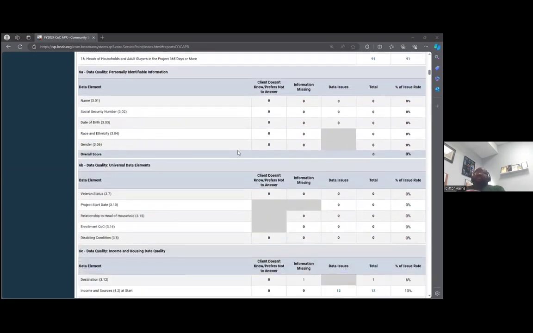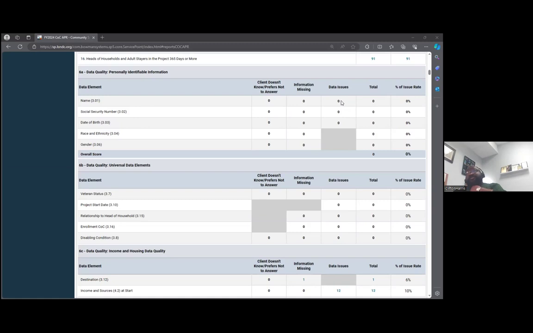Question 6 is the data quality section of the performance report. So 6A is the personally identifiable information, which is name, social, date of birth, race, ethnicity, and gender. If there's any information here the client doesn't know, not answered, or what have you, information missing, there'll be numbers here. If you click on a number, it would bring up the name of the person so you can see and go back and review that information.